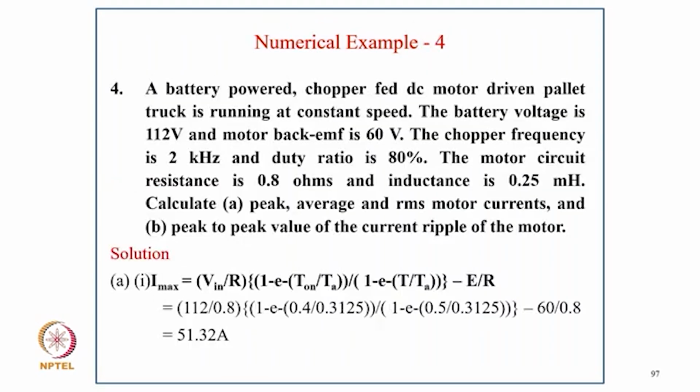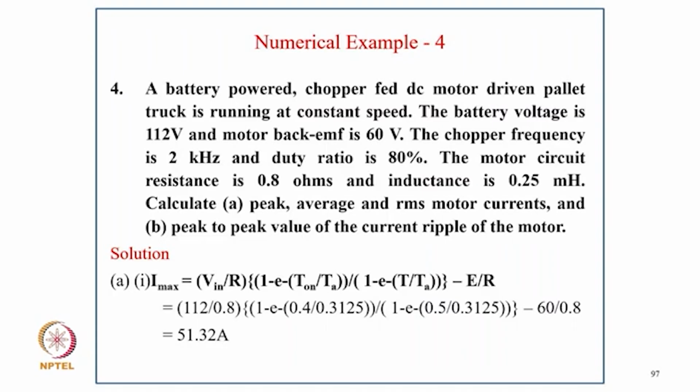7.87 volt. So coming to numerical example 4: a battery powered chopper fed DC motor driven pallet truck is running at a constant speed. The battery voltage is 112 volt and motor back EMF is 60 volt. The chopper frequency is 2 kilohertz and the duty ratio is 80%. The motor resistance is 0.8 ohms and inductance 0.25 millihenry. Calculate the peak, RMS, average motor current and the peak RMS value of current ripple of the motor.